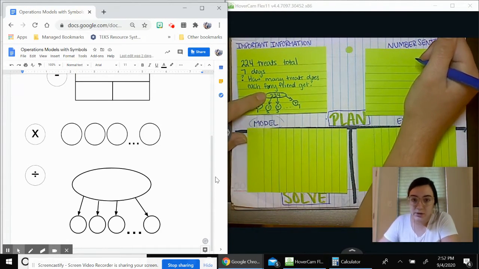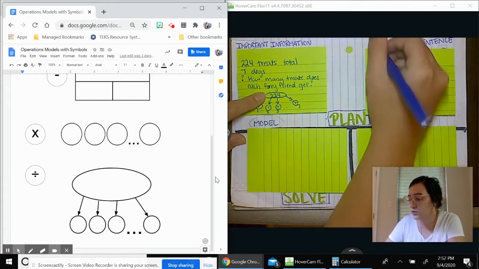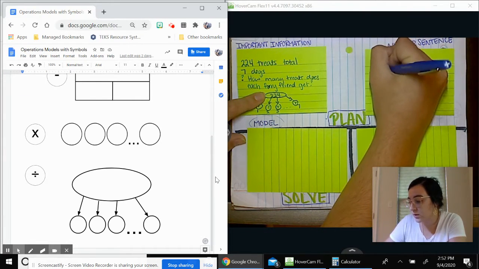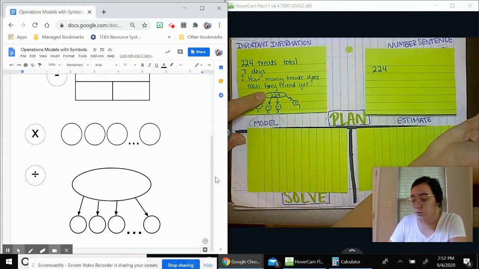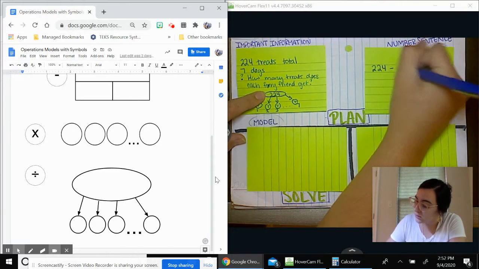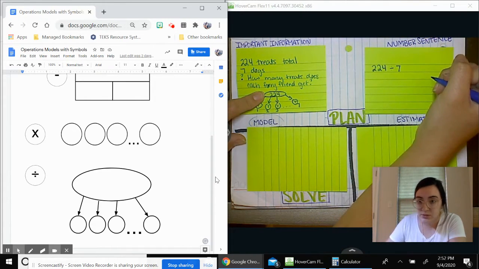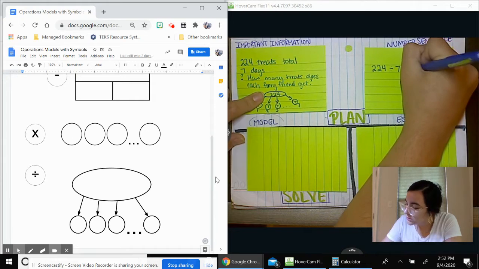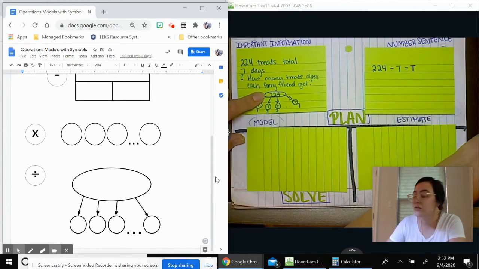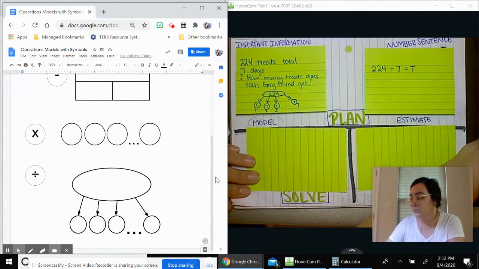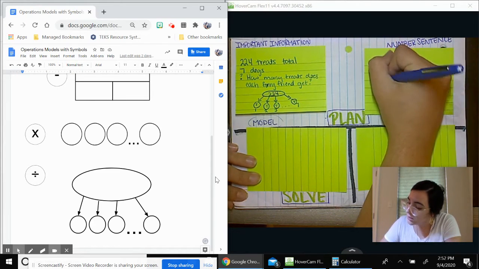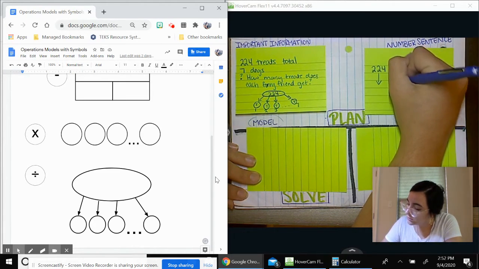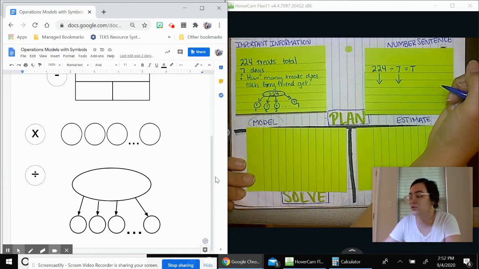I'm going to start with what I know. I'm going to start with my number that is being taken apart. I have 224, and that's being taken apart by, or broken into equally, 7 groups, broken into 7 equal groups. And I don't know what that is, so I just gave it the letter T for now, for treats. Now we can use estimation to figure out about how much it is going to be.